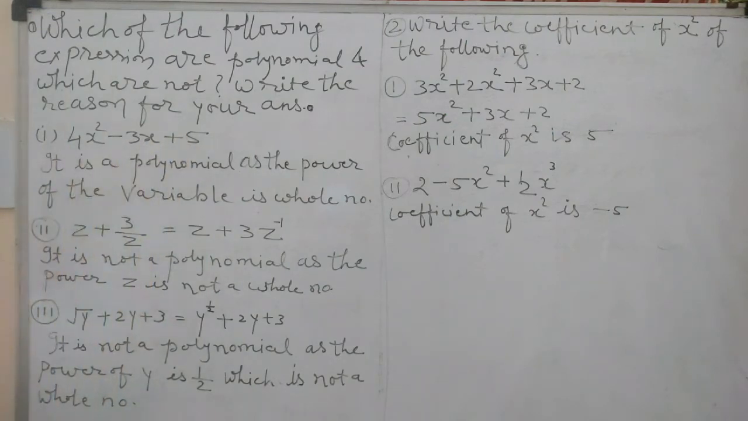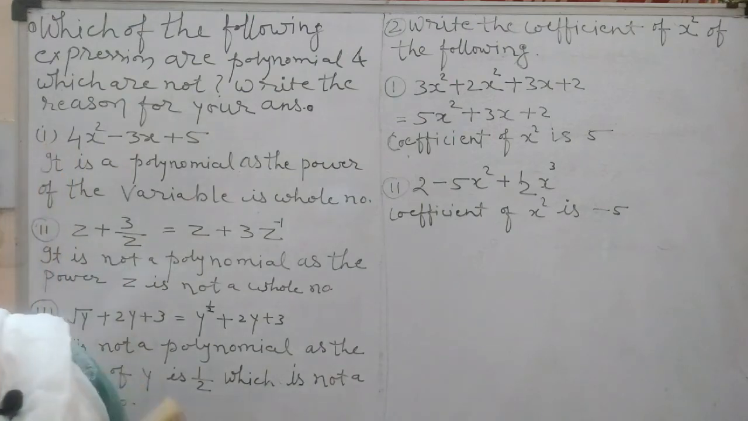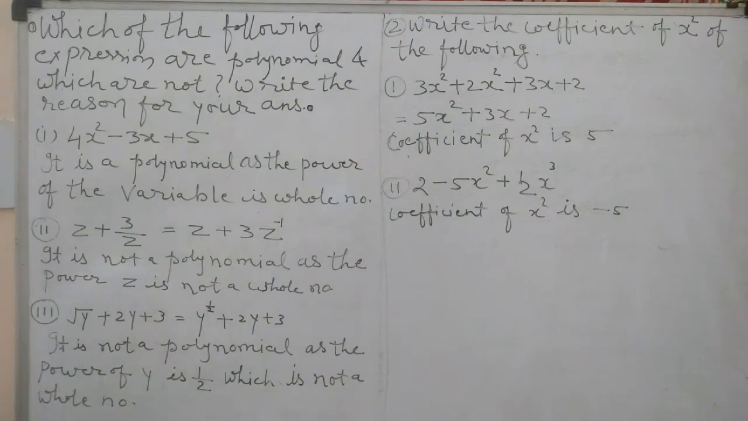It is a polynomial as the power of the variable is a whole number, and we know what a whole number is. Whole numbers are 0, 1, 2, 3, 4 and so on. Whole numbers are non-negative integers. And the second one is z plus 3 by z. It is equal to z plus 3 into z inverse, because 3 by z we can write as z inverse. It is not a polynomial as the power of z is not a whole number, because the power of z is minus 1, and minus 1 is not a whole number.